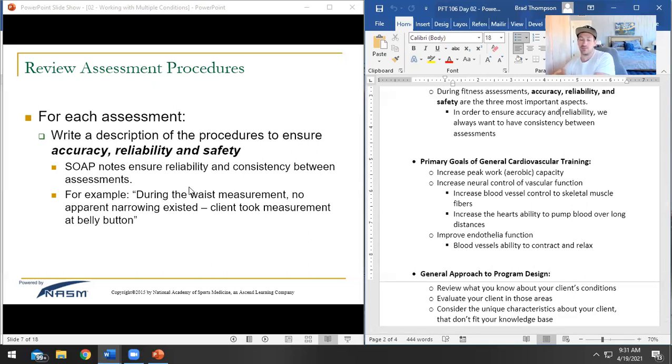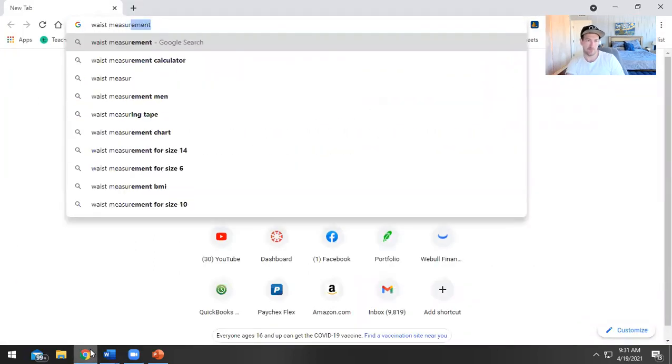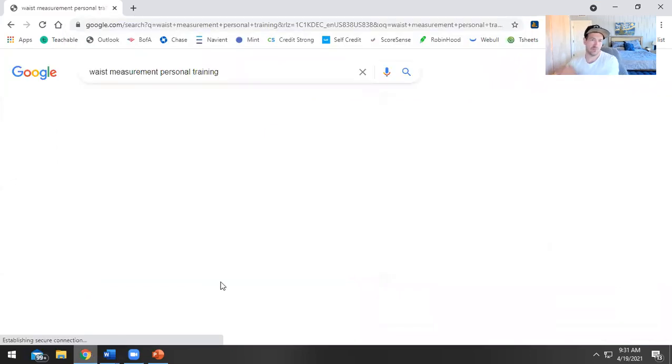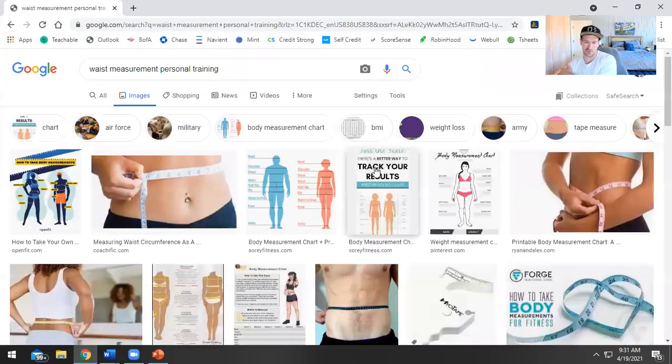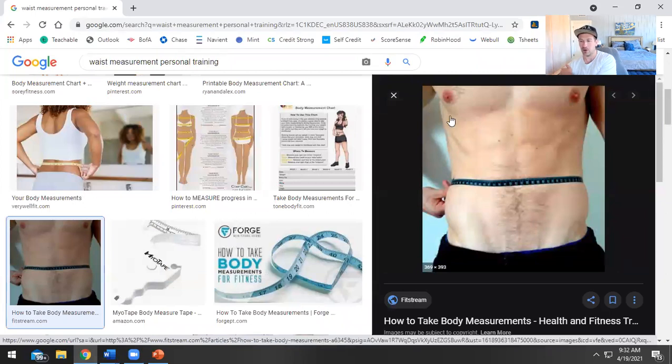During the waist measurement, there is no apparent narrowing. Normally when we do a waist measurement, it's very different than how you do it for a tailor. When we're doing the waist measurement, we always go at the narrowest part of the waist. So we see this little inward bulge here, and the love handles off to the side. We don't do the measurement down here. We do the measurement here, I would maybe even go all the way up here.